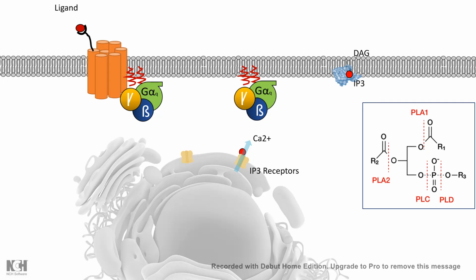Now, depending upon which phospholipase is getting activated, these membrane phospholipids could be cleaved at several residues. And the diagram in the inset shows the putative cleavage site for phospholipase C, D, or phospholipase A. Here in this video, we only talk about phospholipase C.